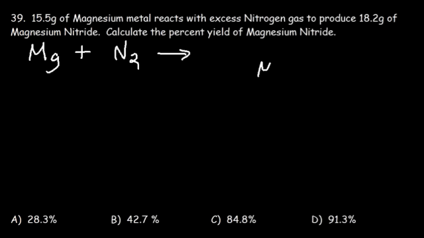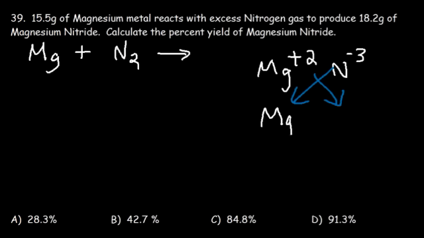You have to make sure you write it in the correct ratio. Magnesium is in group 2, so as an ion, it has a +2 charge. And nitrogen is in group 15 or 5A, and it has a -3 charge. So you got to use this crisscross method where the 2 is going to go here, the 3 is going to go there. And so the correct formula is Mg3N2.